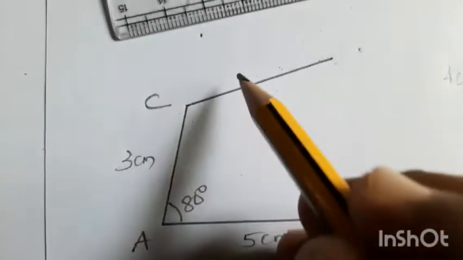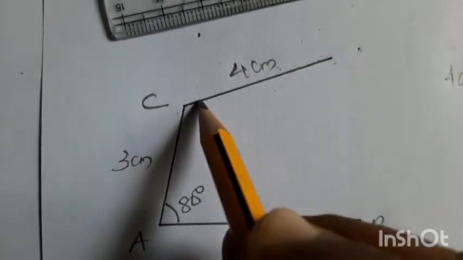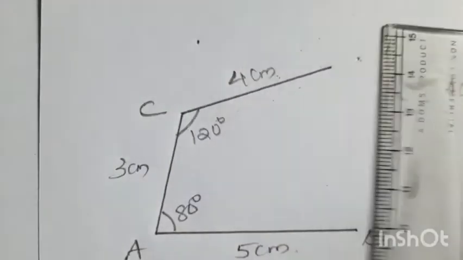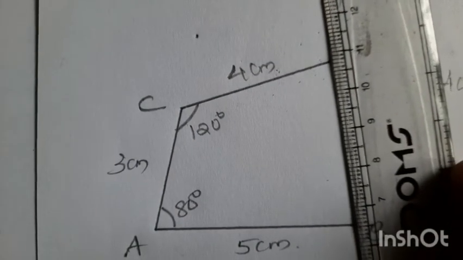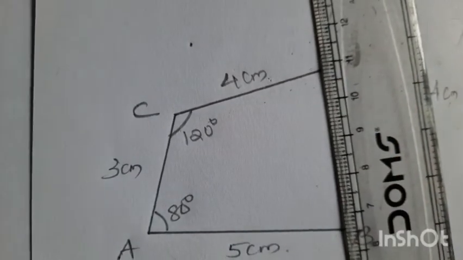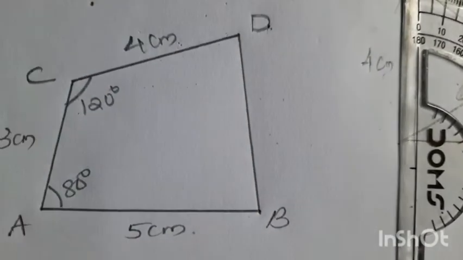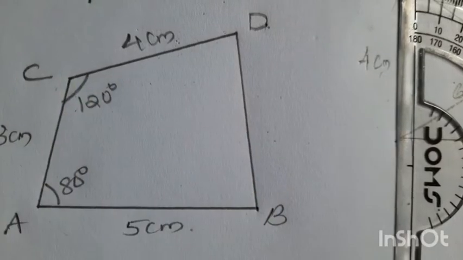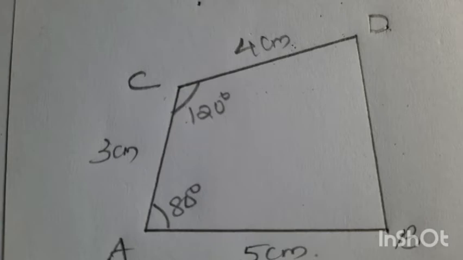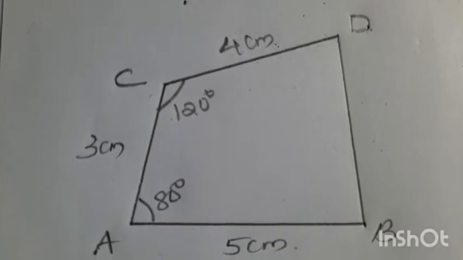Draw a length of 4 centimeter. This angle is 120 degree. Then you can complete the quadrilateral by joining these two points. It is from B to D. So give the names A, B, C and D and complete the quadrilateral. So this is the way you have to complete it.